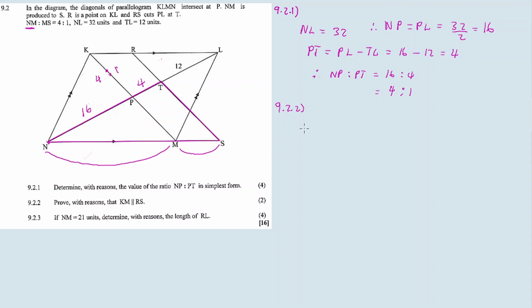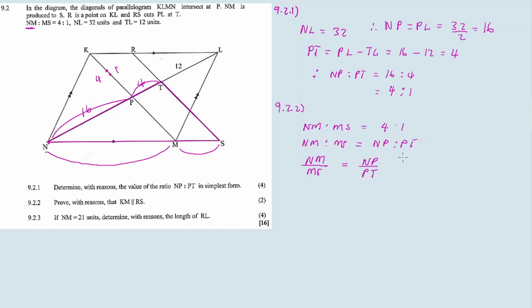So check this: NM to MS is equal to 4 to 1, and I just proved that NP to PT is also 4 to 1. So in other words, NM to MS is equal to NP to PT. Or let me write it this way: NM over MS is equal to NP over PT.